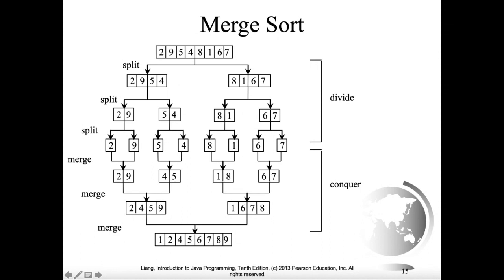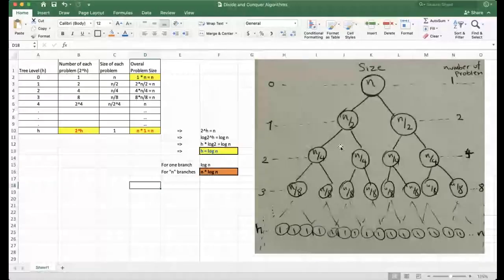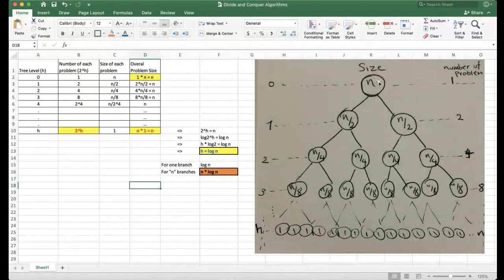I'm going to do some analysis on these types of algorithms before I talk about merge sort specifically. I put the things I want to talk about on this Excel sheet. When we're trying to solve divide and conquer problems, originally the size of the problem we start working on, like the number of elements we're trying to sort in the case of merge sort, is n. We have n elements in the list that we're trying to sort.